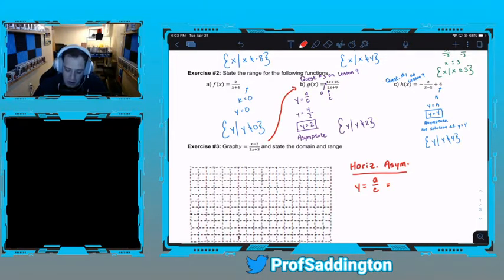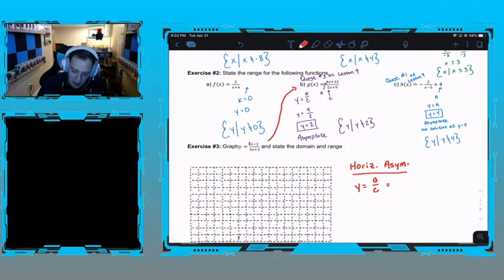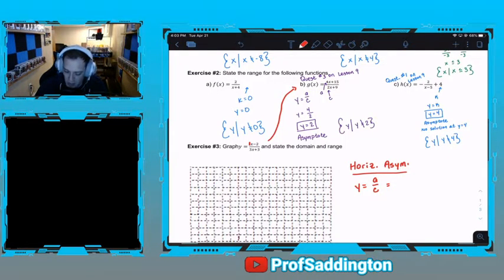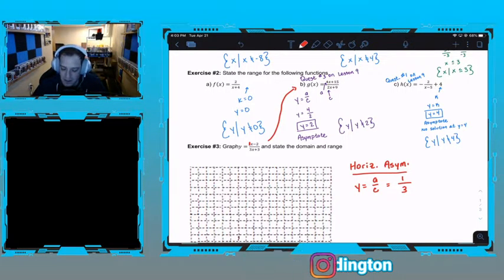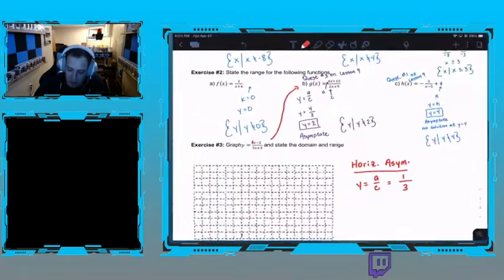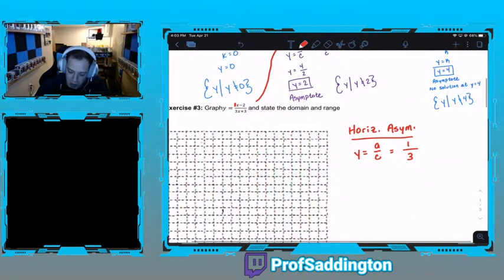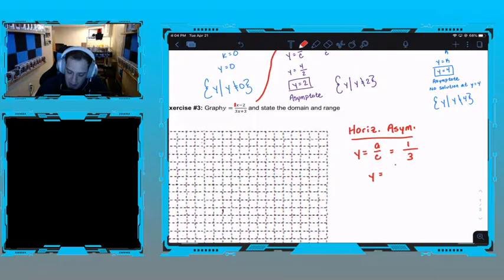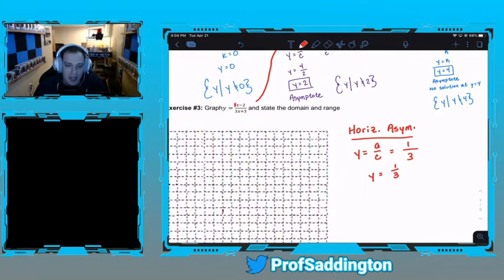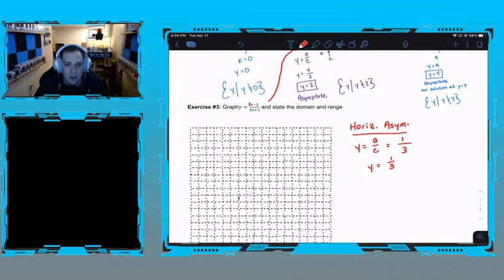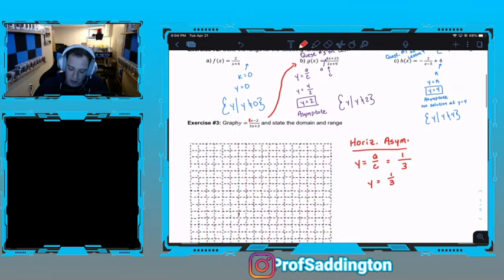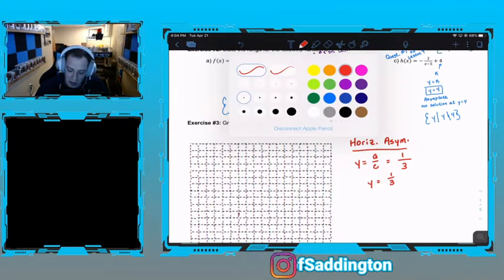The A value is just going to be the very first coefficient, which in this case is 1. And the C value is the first coefficient on the bottom, which is 3. So the horizontal asymptote for this problem is just y equals 1/3. And again, the graph is not allowed to touch this, so when we go to graph it, that's where our little dotted line is going to be. Okay, so the horizontal asymptote is just using that formula.